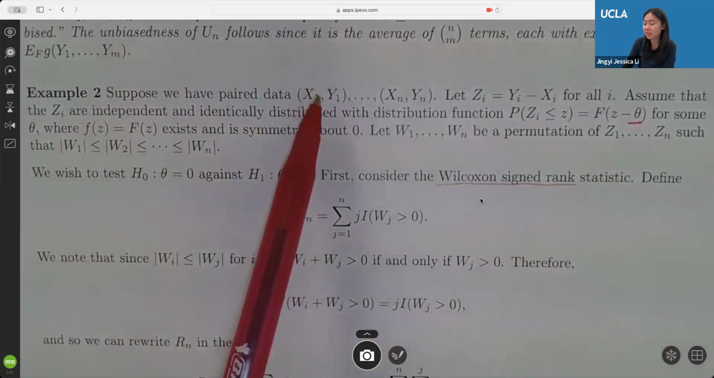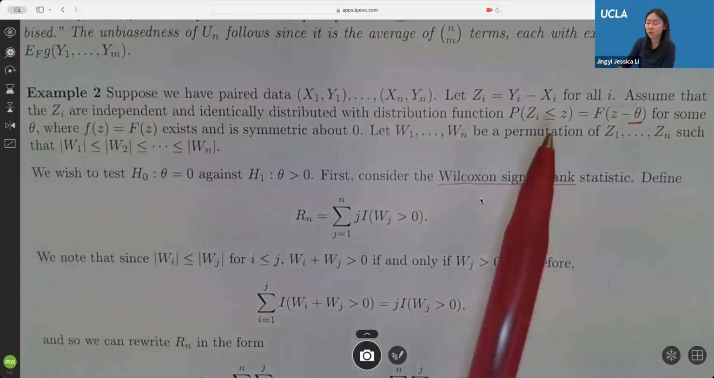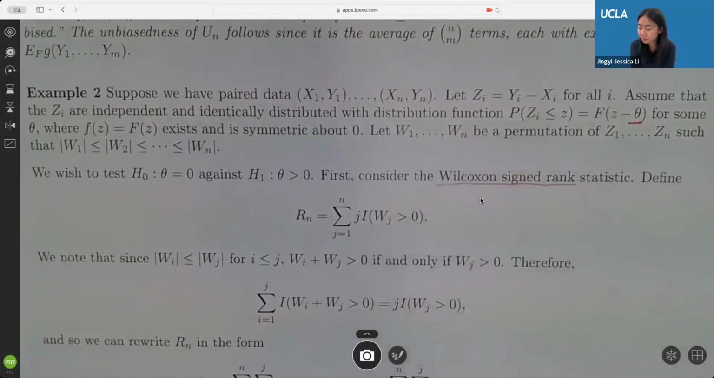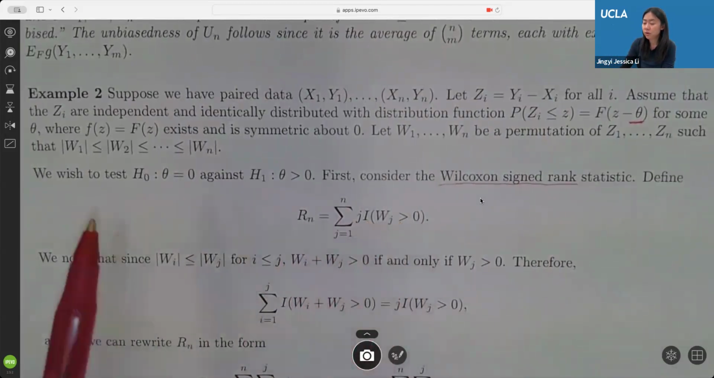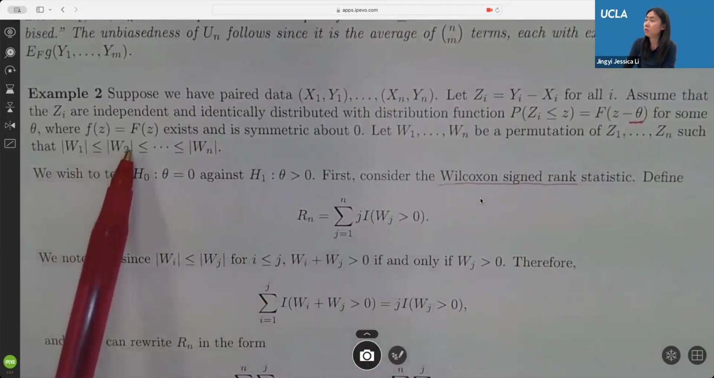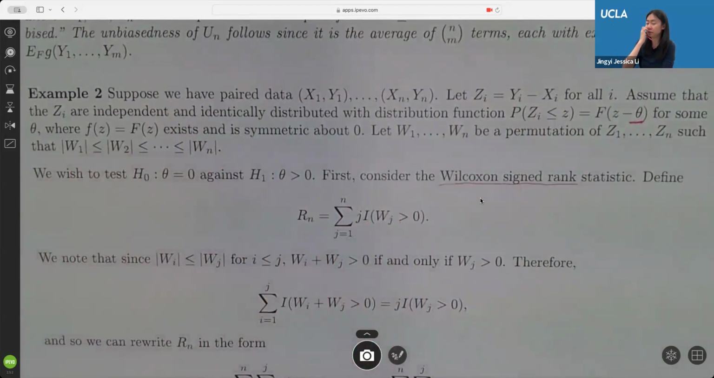So essentially x1, y1 is about the same observation, the same thing you measure. So for this pair data test, Rn is written as the sum over j from 1 to n of j times the indicator function of Wj being positive. Remember, the Wj's have been ordered in absolute value, but we don't care about the sign. We're just ordering by absolute value.